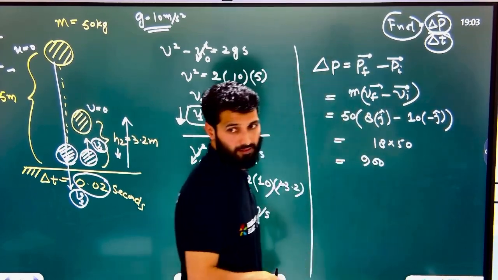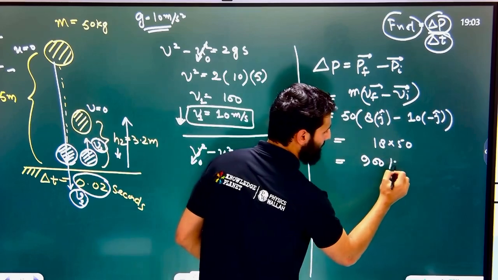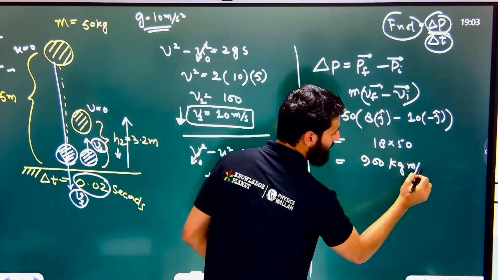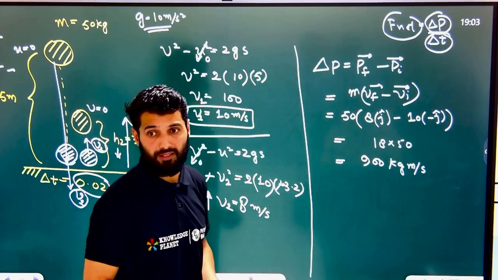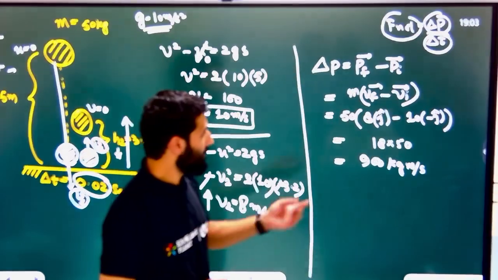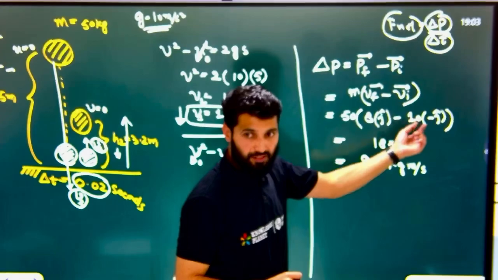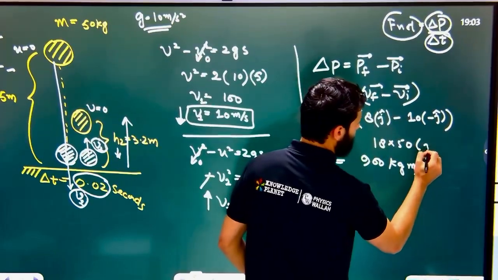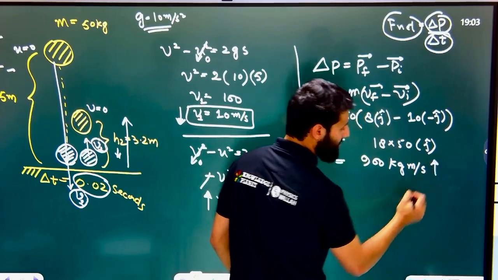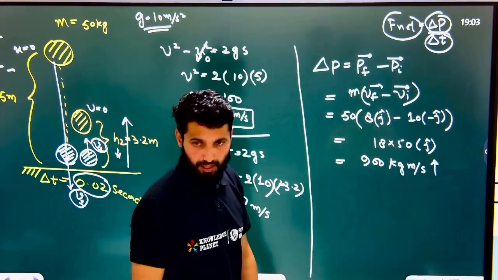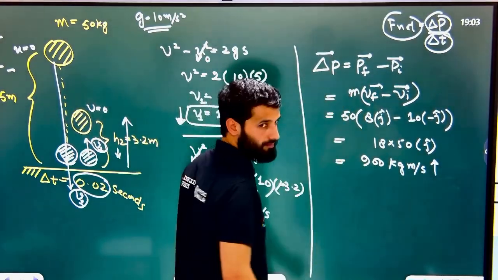900 is our change in momentum, in kg meter per second. In which direction? Upwards or downwards? This is j cap, so it will be upwards. Change in momentum is also a vector quantity, so this change in momentum will be upwards.